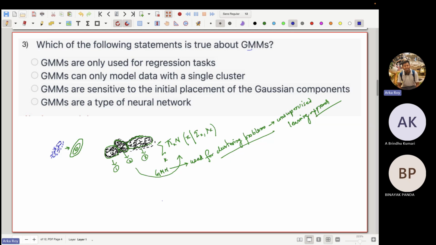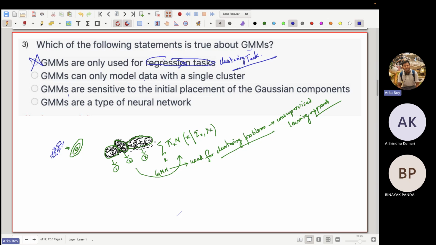So thereby, the statement that GMMs are only used for regression tasks is incorrect. It should have been the clustering task. GMM is not used for regression tasks. It is used for clustering tasks. Therefore, option 1 is incorrect.